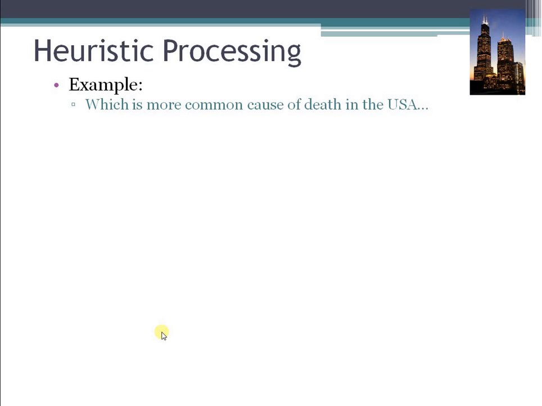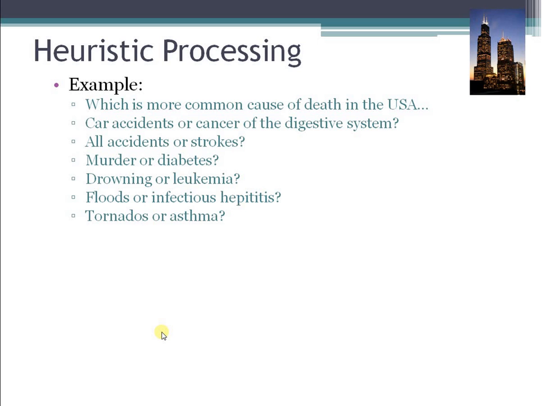So here's another example. This is another one of those. Go ahead and write down in your notes. Which one do you think is the most common cause of death in the United States? Car accidents or cancer of the digestive system? All accidents or strokes? And all accidents means like falling off a ladder and car accidents. Murder or diabetes, drowning or leukemia, floods or hepatitis, tornadoes or asthma.